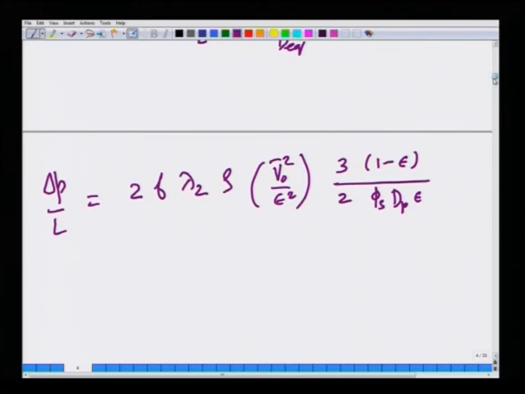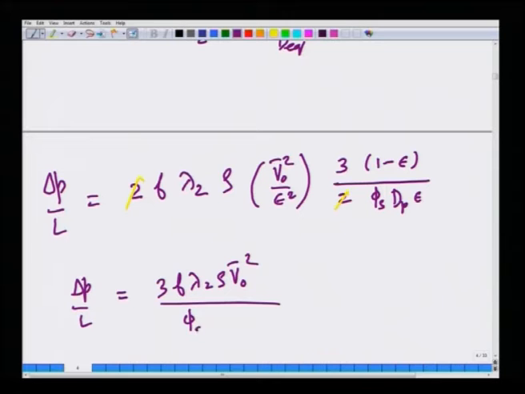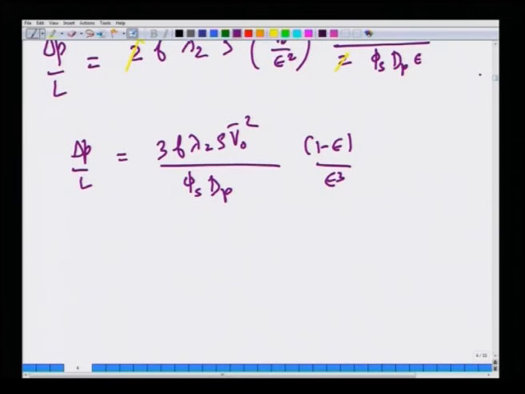So, after simplifying, I will cancel this 2 with this 2, and delta P by L is nothing but 3 F lambda 2 rho V naught squared by phi s dp, times 1 minus epsilon by epsilon cube. I am not saying whether this is at higher Reynolds number or anything, but I am writing delta P by L in terms of the friction factor. Now, I am going to argue that at very high Reynolds numbers, of the order of 5000 or something.